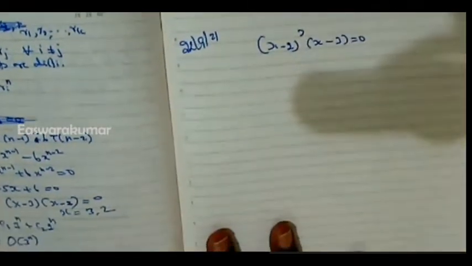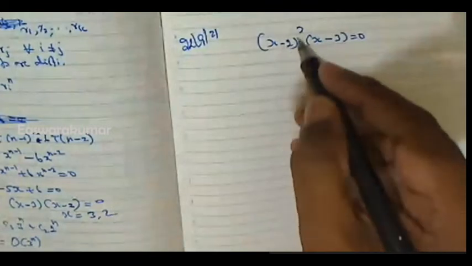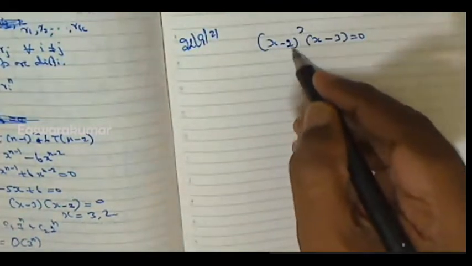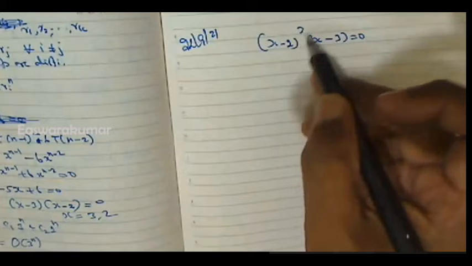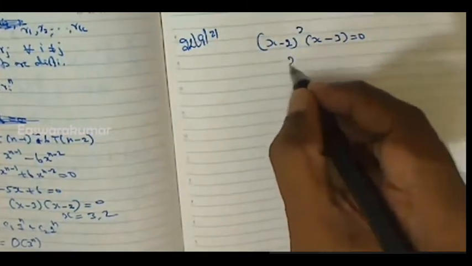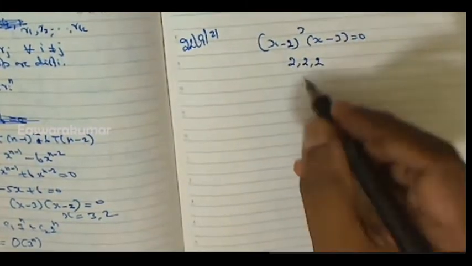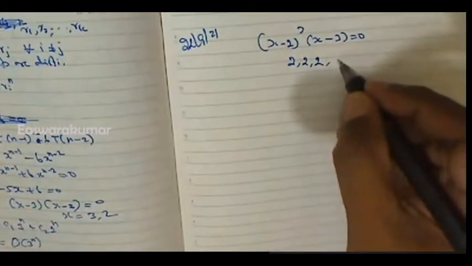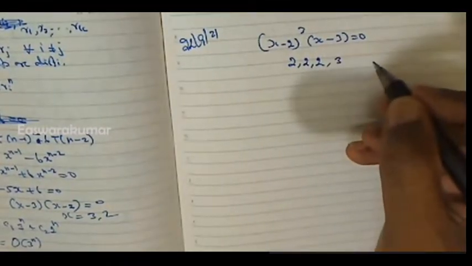Now, if you solve this polynomial, what are the roots? Here there is power 3. Therefore, x minus 2 equal to 0 means 2 is the root. There are 3 times it is appearing, right? So the roots will be 2, 2, 2. So the first three roots are same. Then the root is 3. So what can we do?